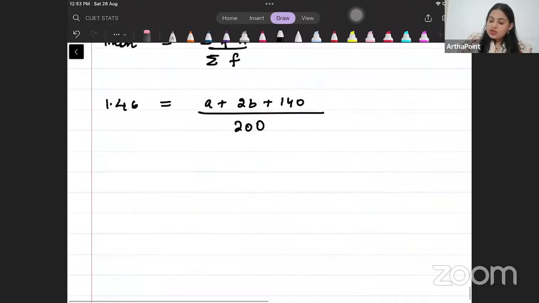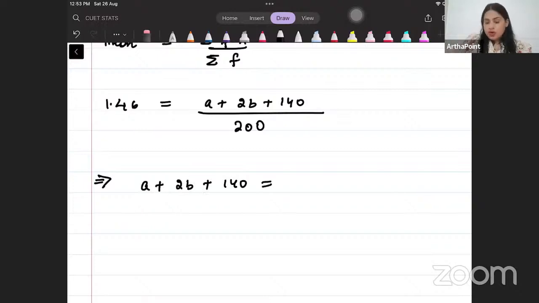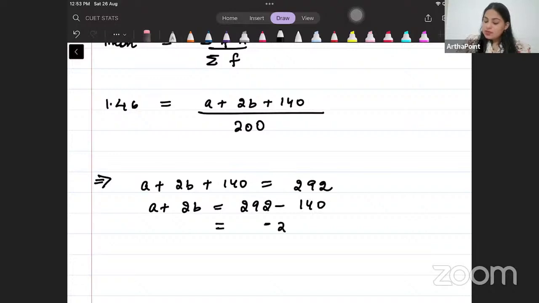So when I do this, I am going to get A plus 2B plus 140 and 1.46 into 200, calculate it. So you will get 292. So A plus 2B will be 292 minus 140. So this will be, beta, 152. So this becomes your first equation, that A plus 2B will be 152.